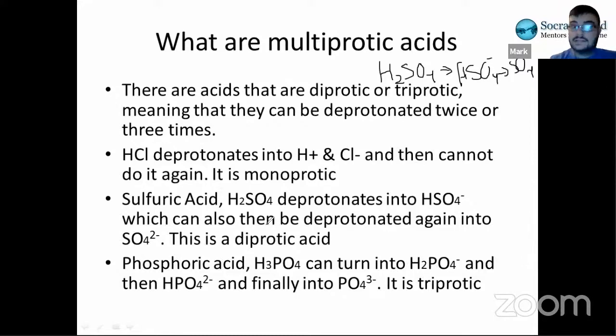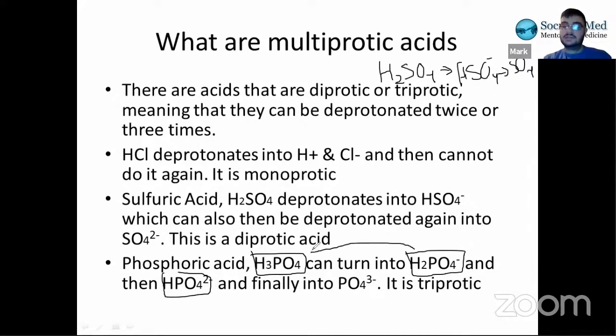As for acids and bases, this is only an acid. This is both an acid and a base, right? Because H2PO4 can act as an acid and turn into HPO4 2 minus, or it can act as a base and turn back into this, right? So it can go both ways.